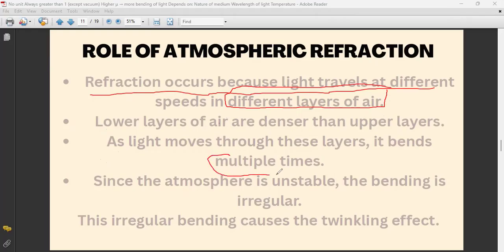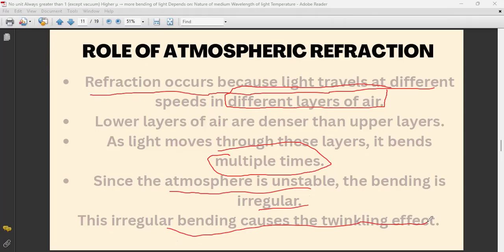Not only does it change direction once, it changes its direction multiple times. Since the atmosphere is unstable, the bending is irregular. Because the bending is irregular, sometimes we see the stars very bright, or sometimes we see only a faint shining of them.